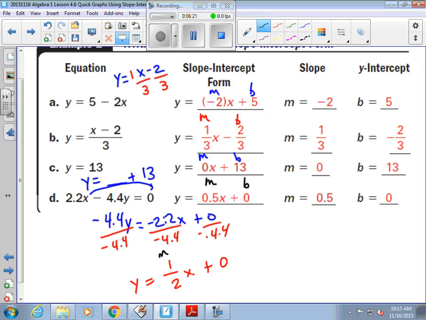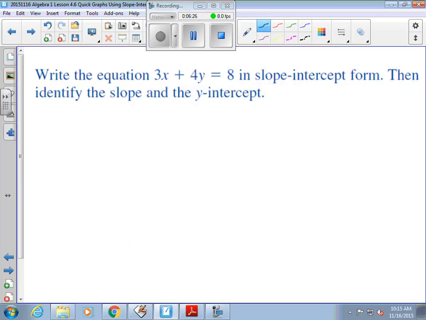On the back, there's one problem for you to look at, unlike all four of these. Write the equation of 3x plus 4y equals 8. Write it in slope-intercept form. Write it in y is equal to mx plus b. Then identify the m and identify the b. Take 1 minute.